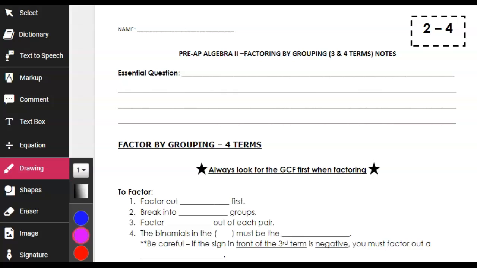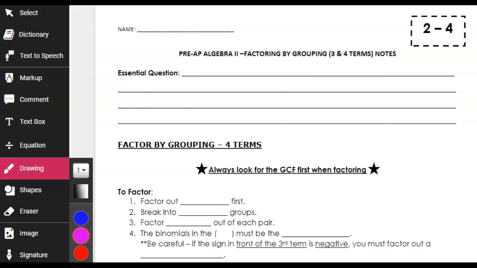Hi everyone. Today we continue our conversation about factoring, and we're going to talk about factoring by grouping. Factoring by grouping is a tool that you really want to have at your disposal whenever you see 4-term polynomials or whenever you see 3-term polynomials where the a value is not equal to 1.